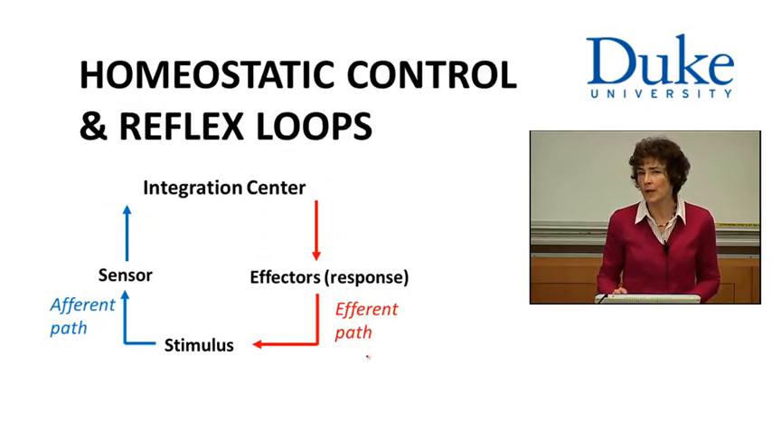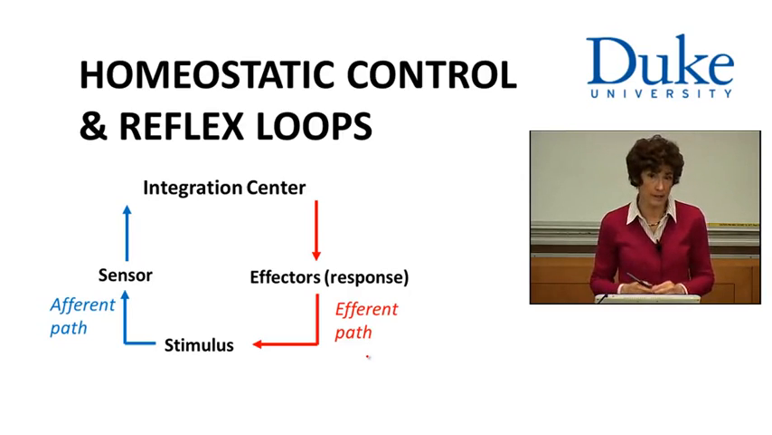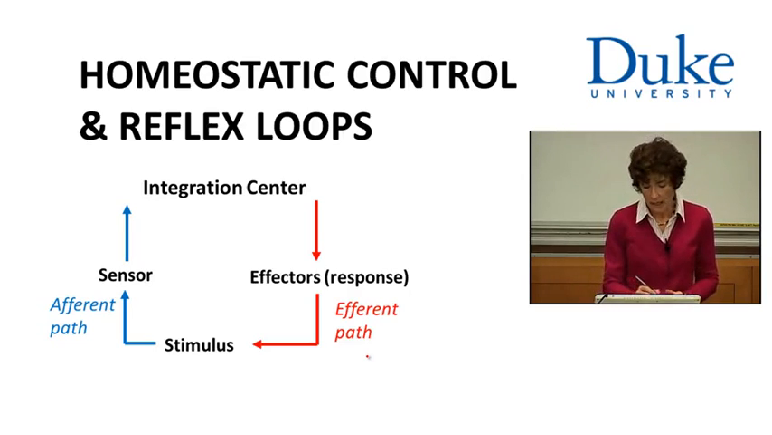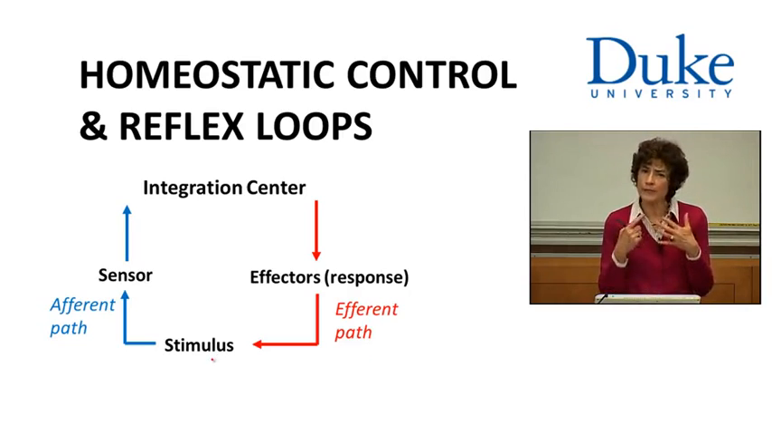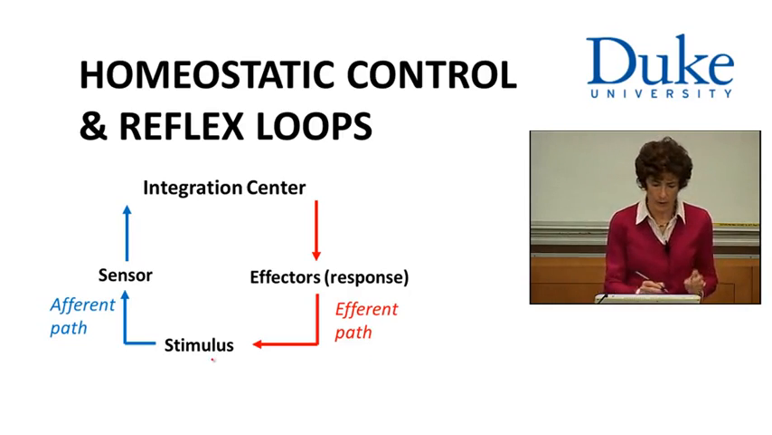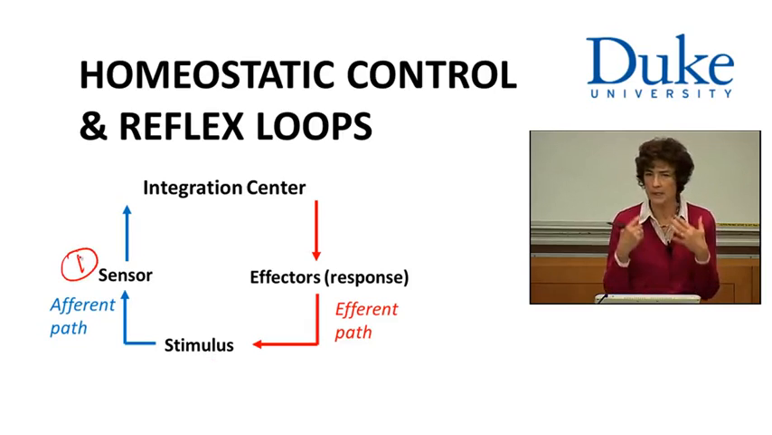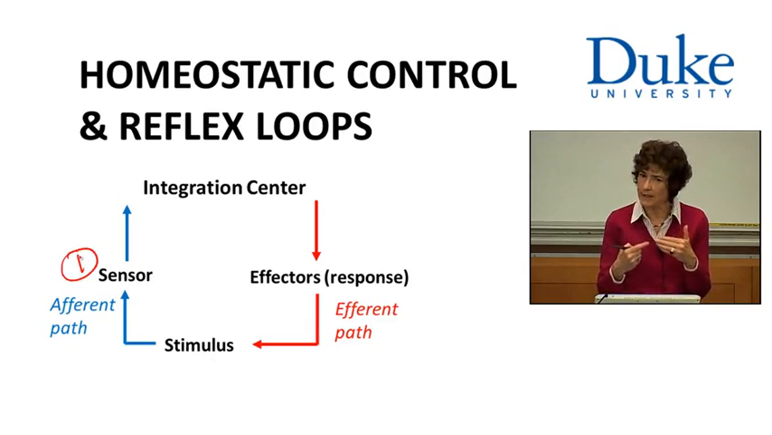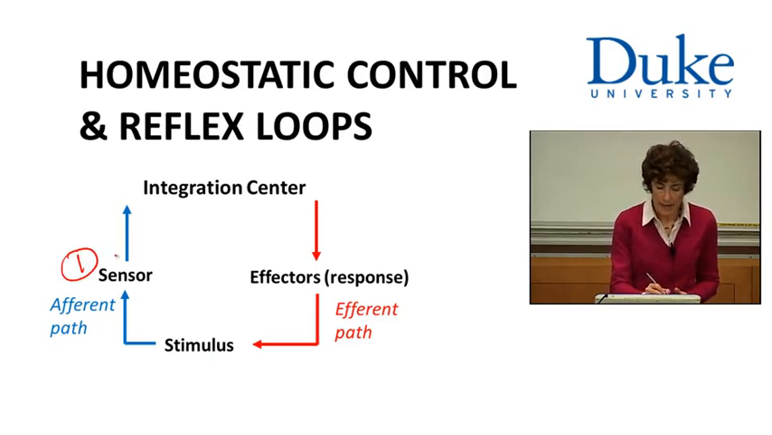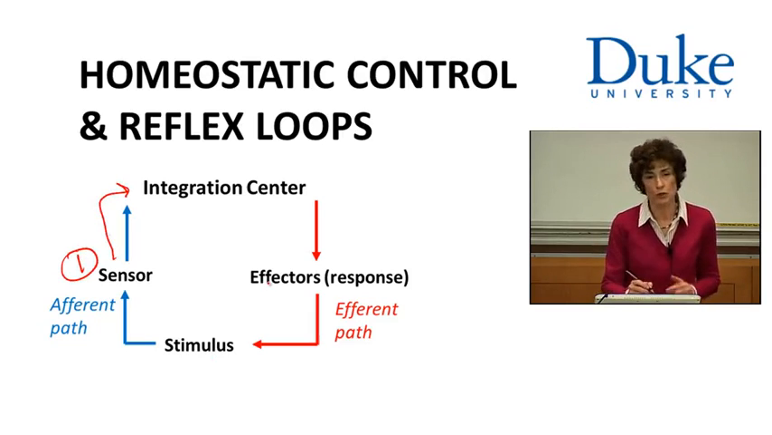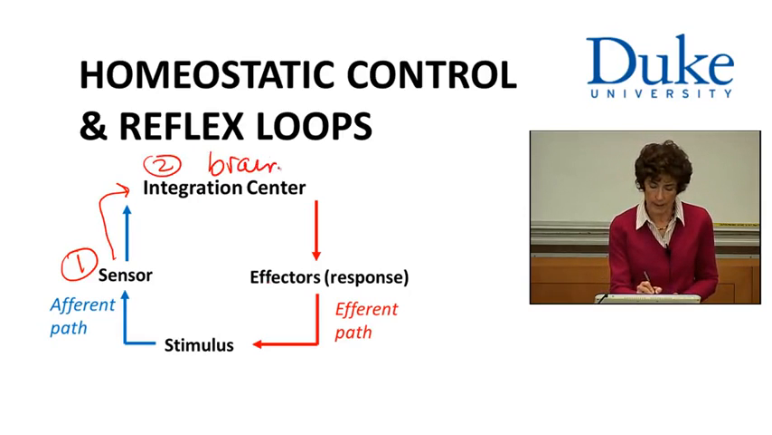So one of the major ways that the body is going to regulate this ECF is by using homeostatic control systems or reflex loops. And that's what's diagrammed here. The reflex loops have essentially three components. They have a sensor, which is going to detect a specific signal or a stimulus. And that sensor then sends the information to what is called the integration center. And this integration center is usually the brain.